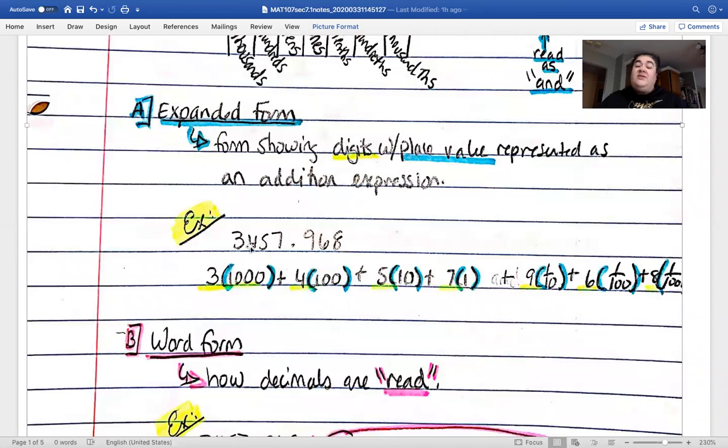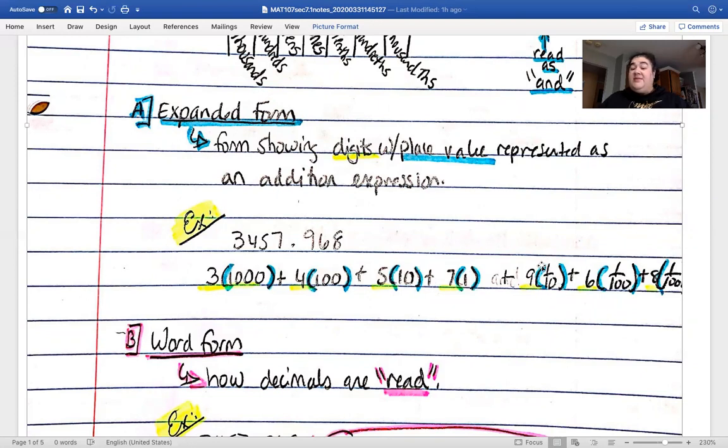Plus, we would take the digit 4, as you can see it's highlighted in yellow, times its place value, which is hundreds place, plus the 5, which is in the tens place, so times its place value, plus 7, and it's in the ones place, so times its place value. And similarly, you would continue doing the same for the fractional portion of this decimal, and you would show it multiplying by its place value.